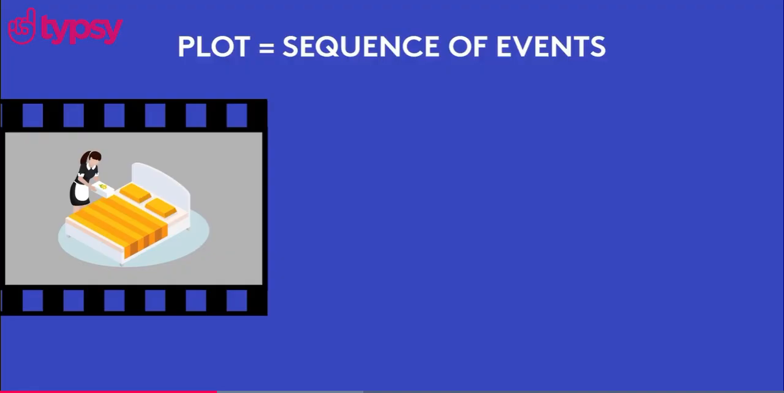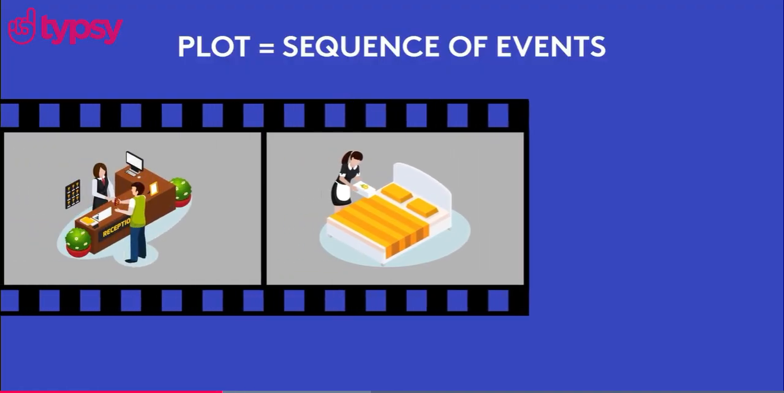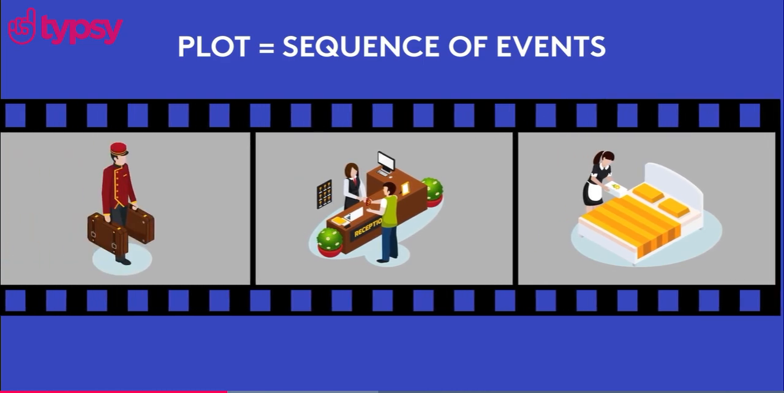The plot is a sequence of events where each sequence or event affects the next one through the principle of cause and effect. For us, a sequence or an event could be a customer buying a room, a group canceling, or even us closing some rooms for renovations.